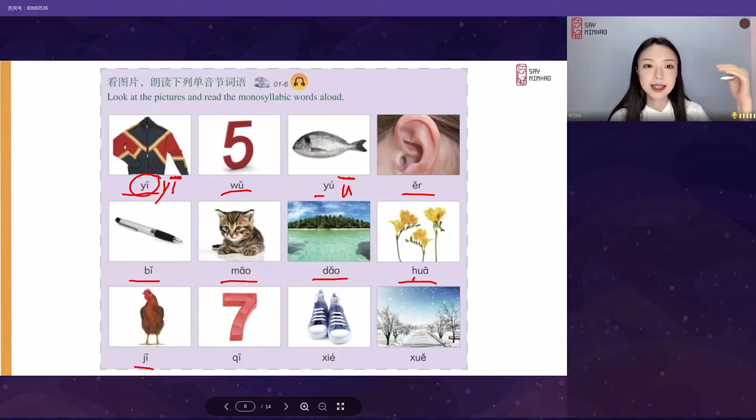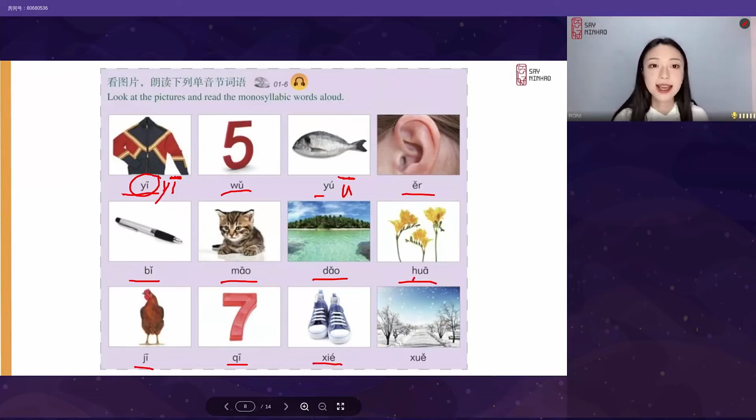So it is 鸡, 鸡, 鸡. It means chicken, chicken. Next one is 七, qi, qi. The initial is q and the final is i and the tone is first tone. So it is qi, qi.